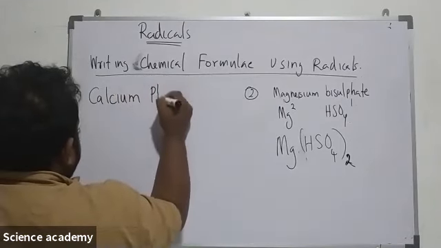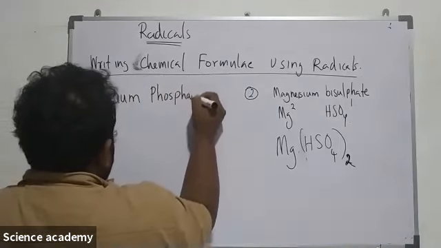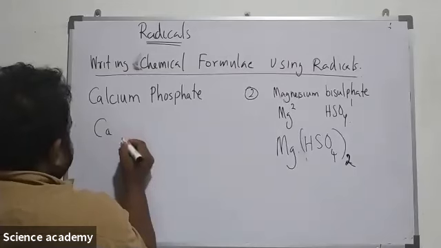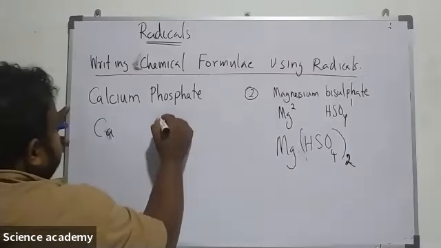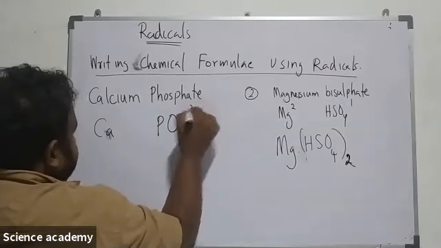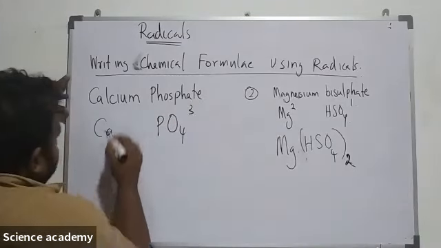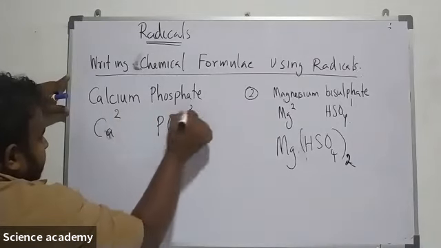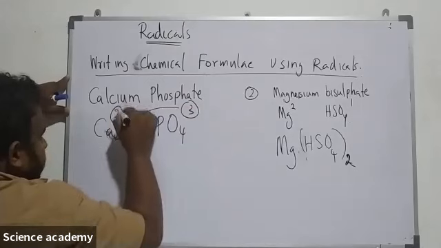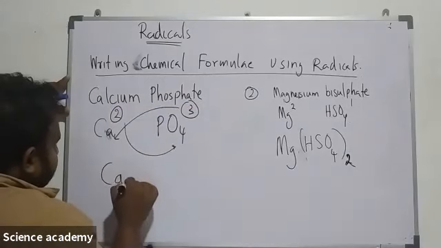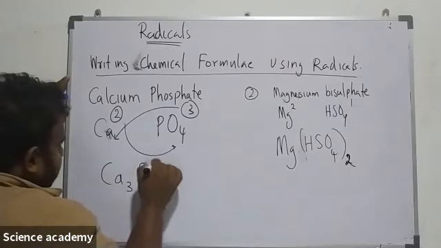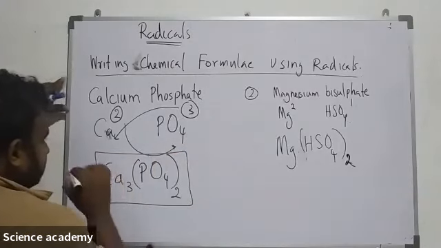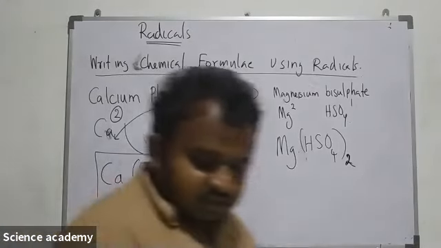Calcium phosphate. Calcium is Ca. Phosphate is PO4 3 minus. Valency is 3. Here the valency is 2. When you cross it, this 3 comes to calcium, and 2 belongs to phosphate. So it will be Ca3(PO4)2. This is how it's going to be.